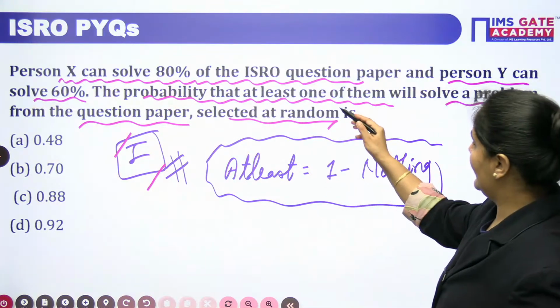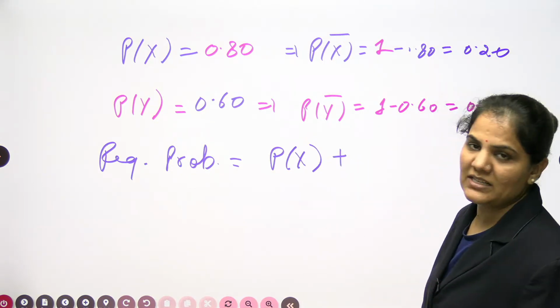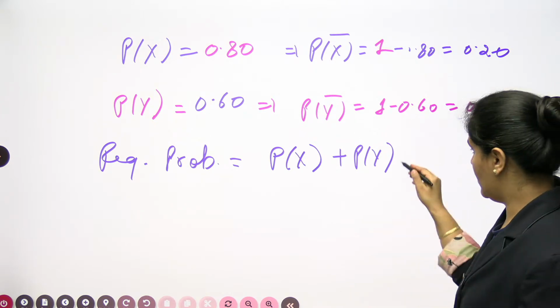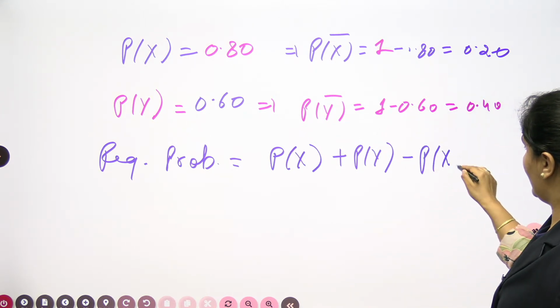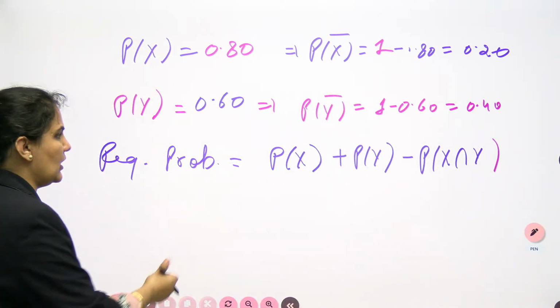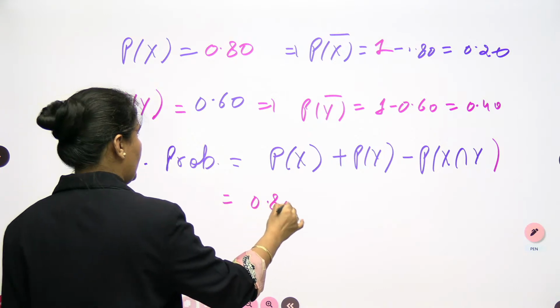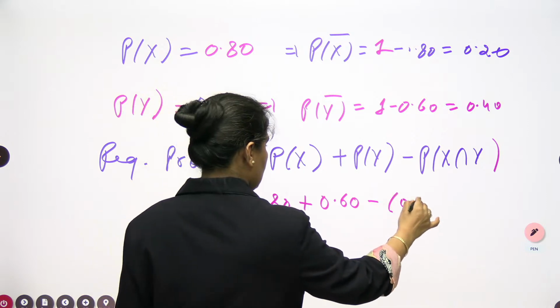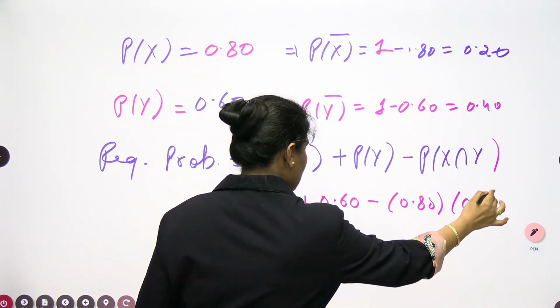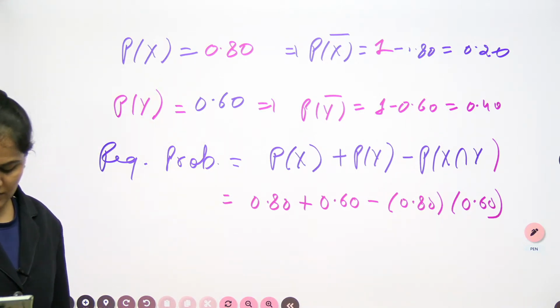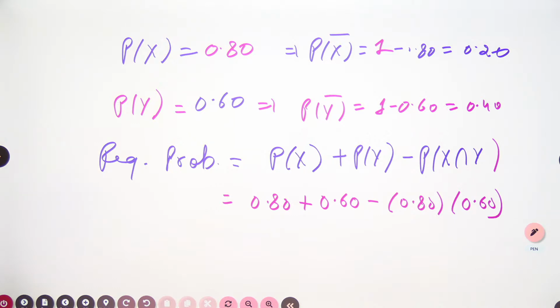So we can say at least one of them. The probability that X will solve the problem or Y will solve the problem. Or we can use X intersection Y, when both of them solve the problem. So I need only at least one of them. X will solve the problem with 0.80, Y will solve the problem with 0.60. We can calculate this one also. So I can get my answer directly, and when I solve, I can see the result.